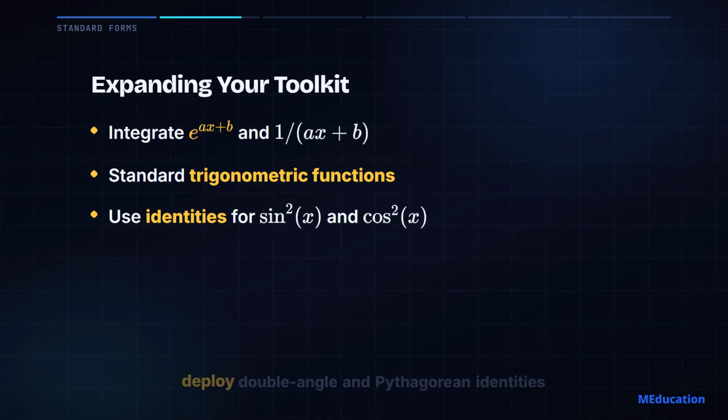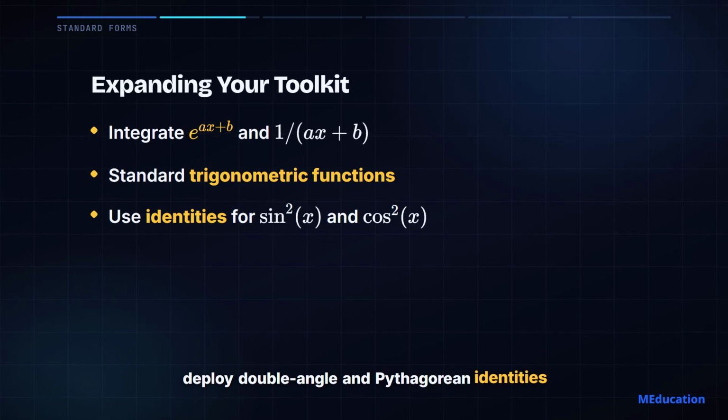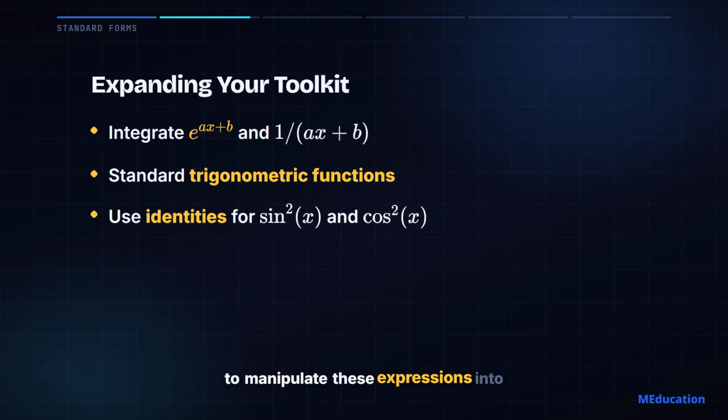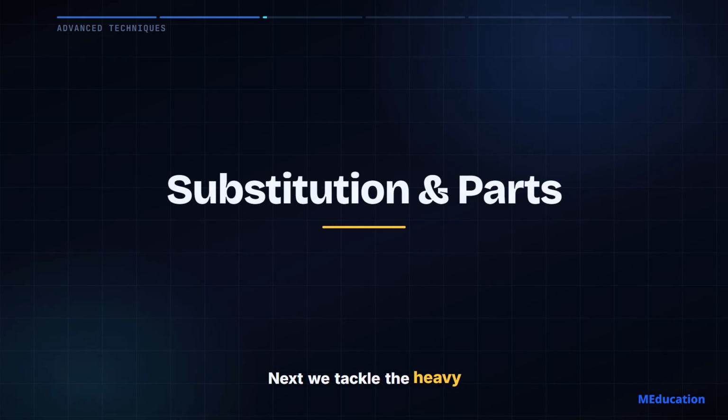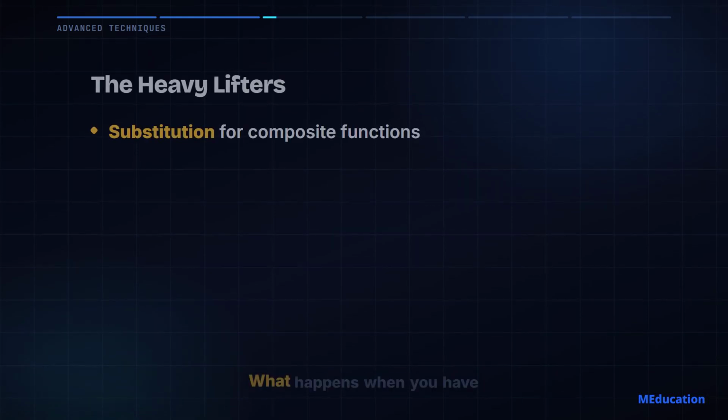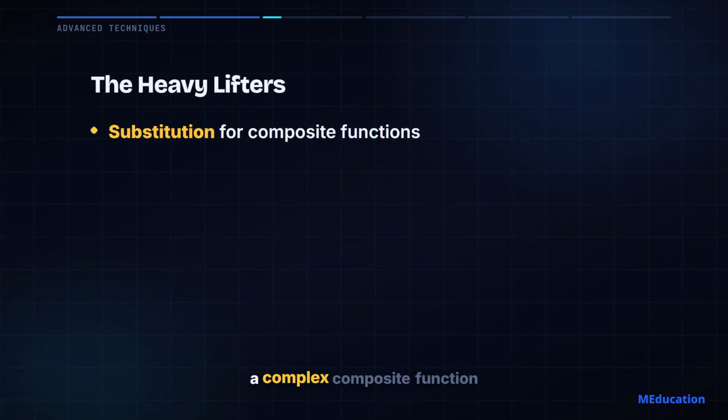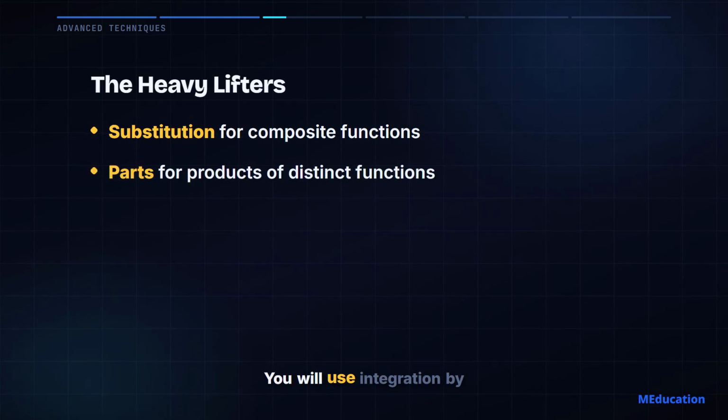Instead, you will learn to deploy double angle and Pythagorean identities to manipulate these expressions into standard forms that you actually can integrate. Next, we tackle the heavy lifters of the pure mathematics syllabus, substitution and parts. What happens when you have a complex composite function? You will use integration by substitution.